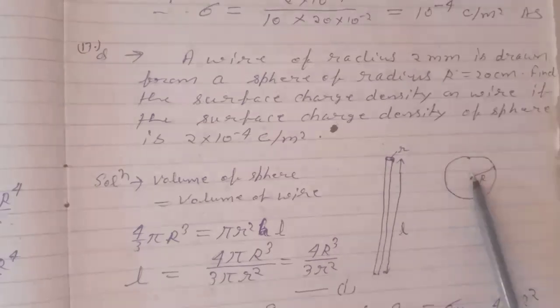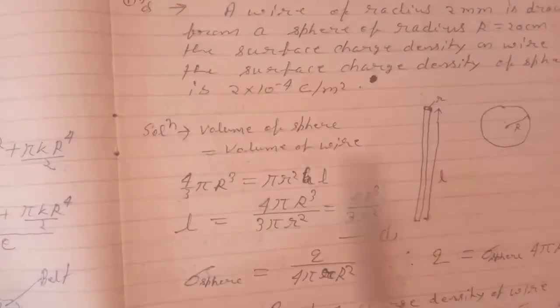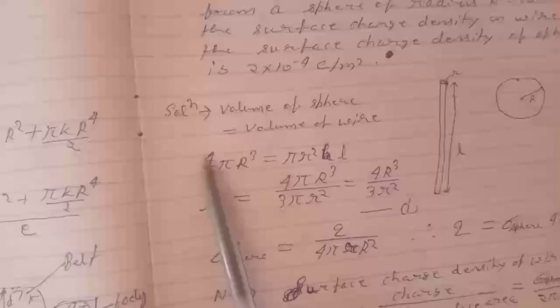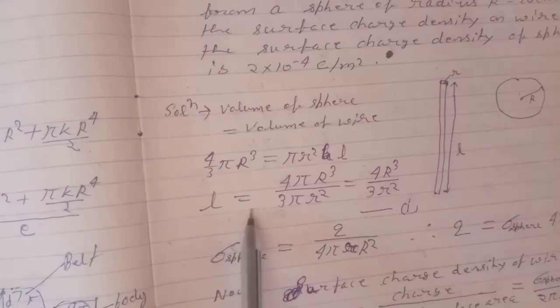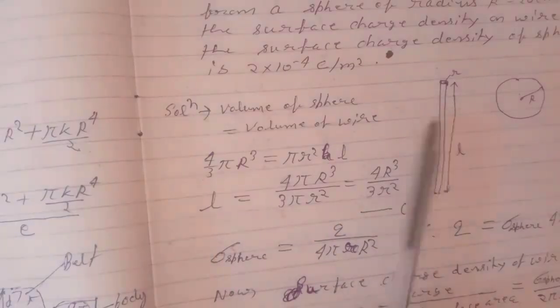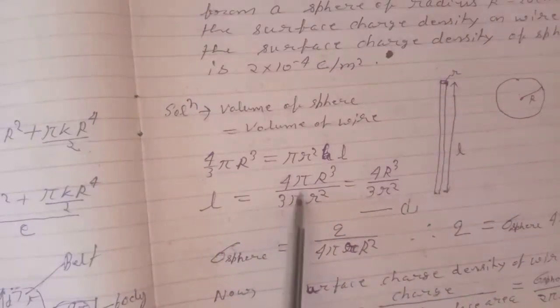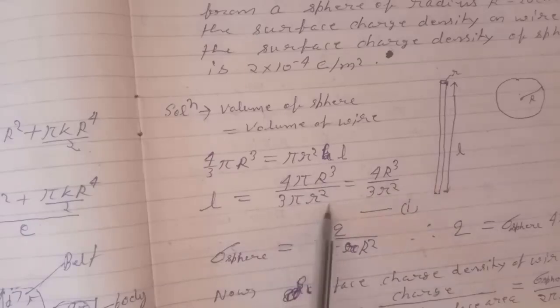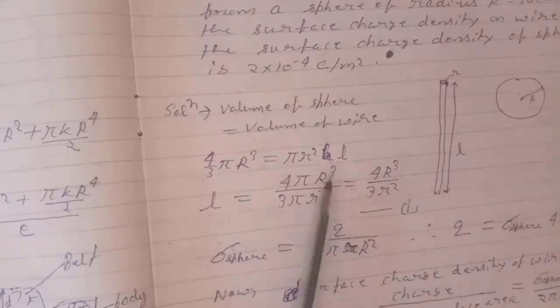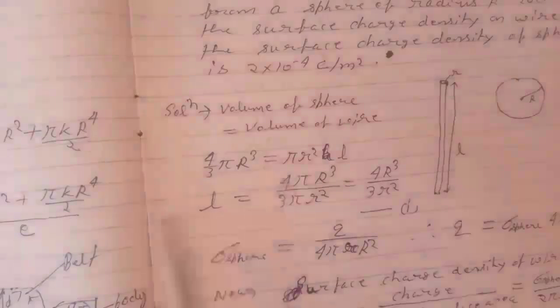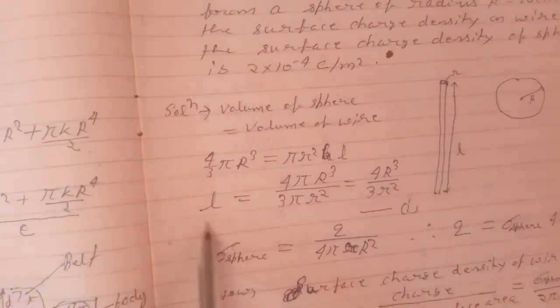Now because the whole sphere is converted into a cylindrical wire, the volume of the sphere will be the volume of the wire. So we can write 4 by 3 pi R cube equals pi r square into L, because the volume of a cylinder is given by this formula. So L, that is the length of the cylindrical wire, will be equal to 4 pi R cube divided by 3 pi r square, or equals 4 R cube by 3 r square. So L we have calculated.